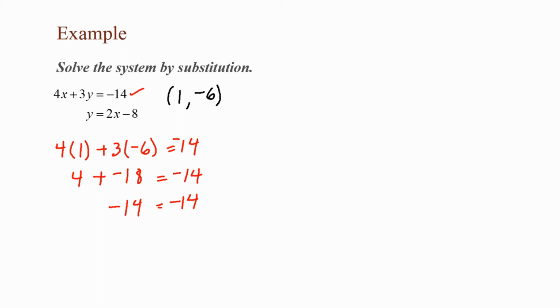For y equals 2x minus 8, replacing my y with negative 6 and my x with 1, I have negative 6 equals 2 times 1 minus 8, which means negative 6 equals 2 times 1 is 2, and 2 minus 8 is negative 6. So it works for the second equation as well.